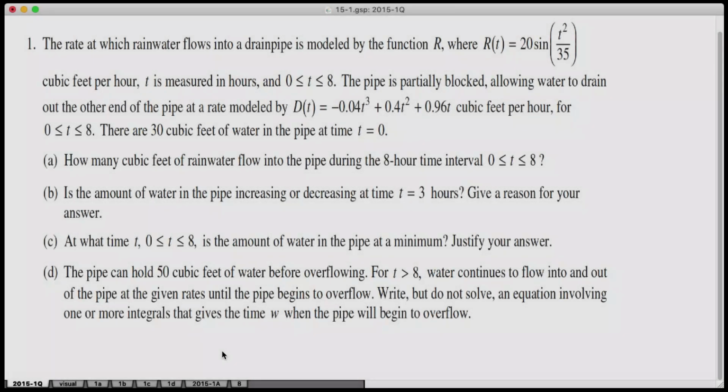2015 AP exam question number 1. It says the rate at which rainwater flows into a drain pipe is modeled by the function R(t) cubic feet per hour, where t is measured in hours over the time interval t goes from 0 to 8. Since the pipe is partially blocked, allowing water to drain out the other end of the pipe at a rate modeled by D(t) cubic feet per hour, for the same time interval t goes from 0 to 8. It says there are 30 cubic feet of water in the pipe at time t equals 0.